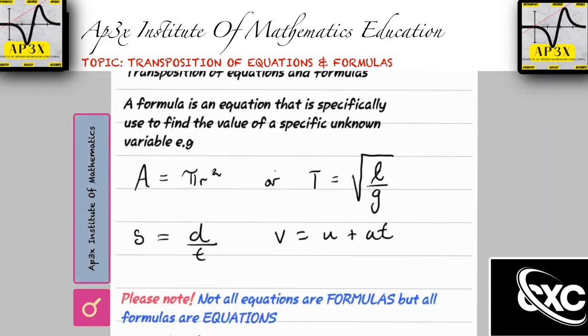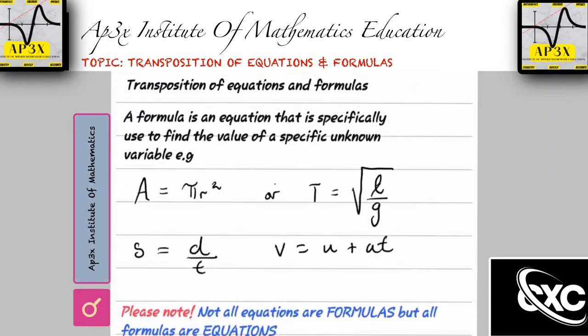I do have some information here on screen for you, and I'm walking through a couple of definitions and a little bit of explanation. For the next 15 minutes, we're going to be talking about the fundamental aspect of transposition. Firstly, we need to understand a formula versus an equation. The Apex definition is: a formula is an equation that is specifically used to find the value of a specific unknown variable.